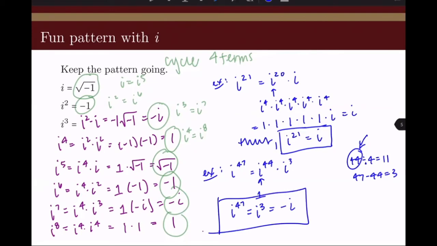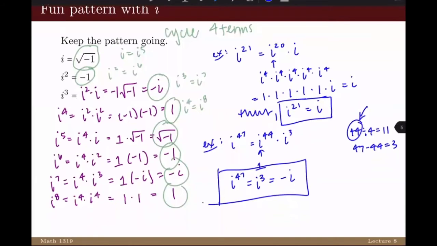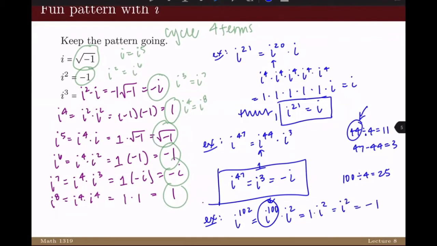And that's how you can solve these problems of i with really high numbered exponents. We could even do up to 100. Like if I had i to the 102, for example. This is i to the 100 times i to the 2. And we wanted 100 because 100 divided by 4 is equal to 25. So since this one's exponent is a factor of 4, this number is just 1. This is equal to 1 times i squared, which is just i squared, which is negative 1.